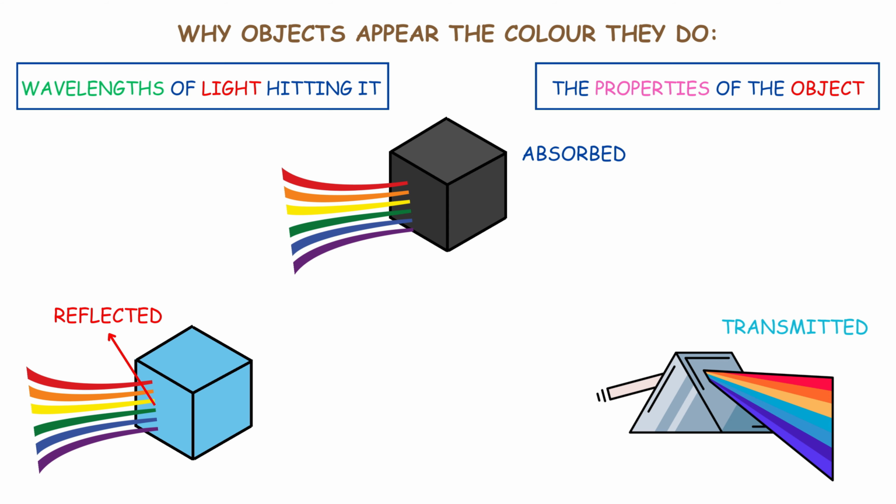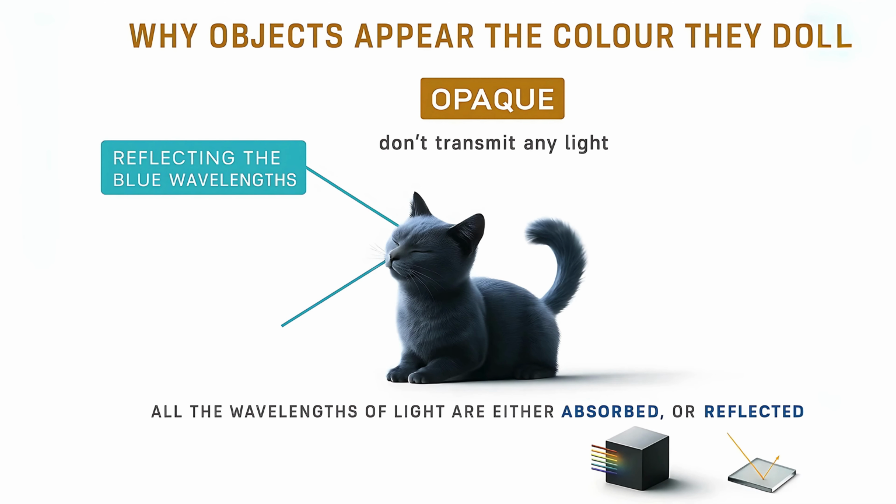Let us consider opaque objects first. Opaque objects do not allow any light to pass through them. A good example would be something like a cat. In such cases, all the wavelengths of light that hit the surface are either absorbed or reflected. The wavelengths that get reflected back to our eyes determine the color that we see. For instance, if a gas appears blue to us, it is because blue light is being reflected from its surface, while all the other colors in the spectrum are being absorbed.